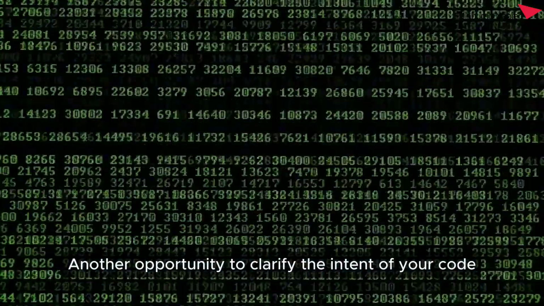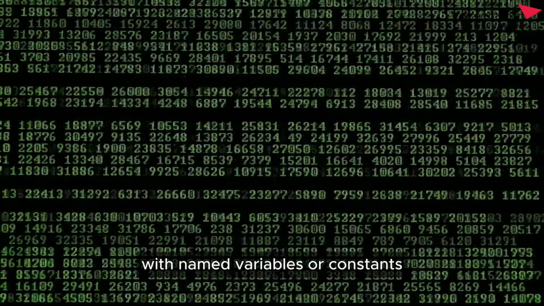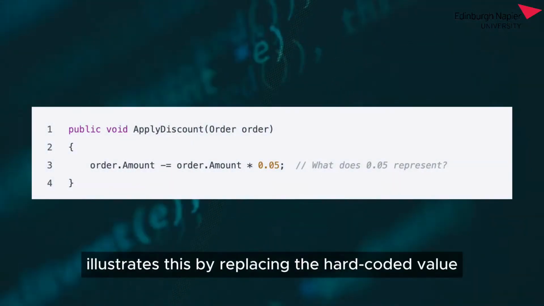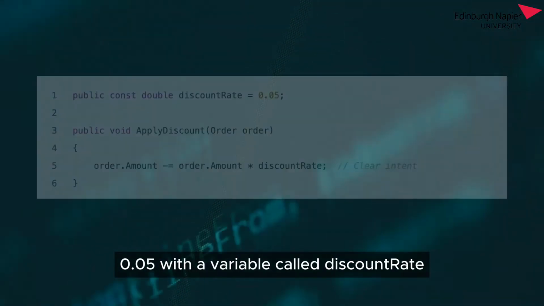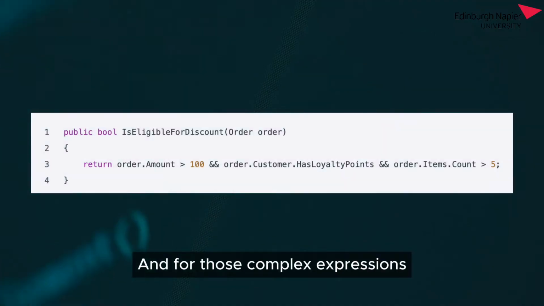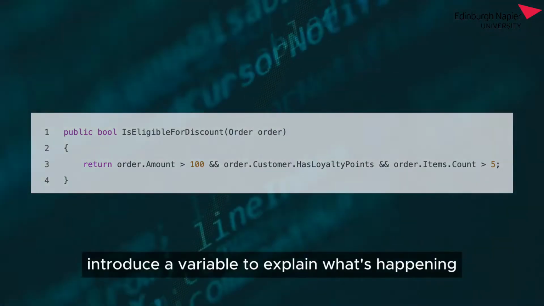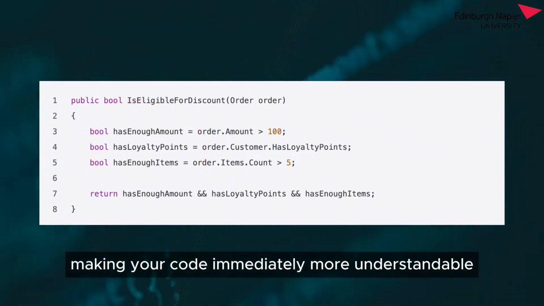Another opportunity to clarify the intent of your code is to replace magic numbers with named variables or constants. The example illustrates this by replacing the hard-coded value 0.05 with a variable called discountRate. And for those complex expressions that make you pause, introduce a variable to explain what's happening, making your code immediately more understandable.